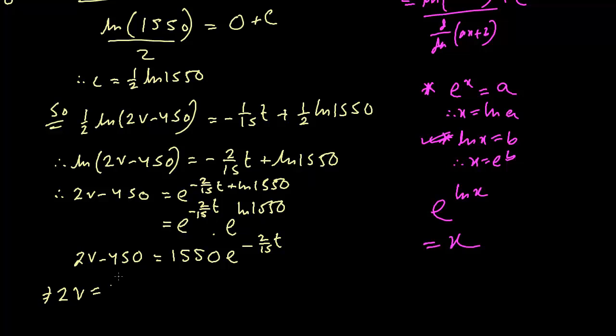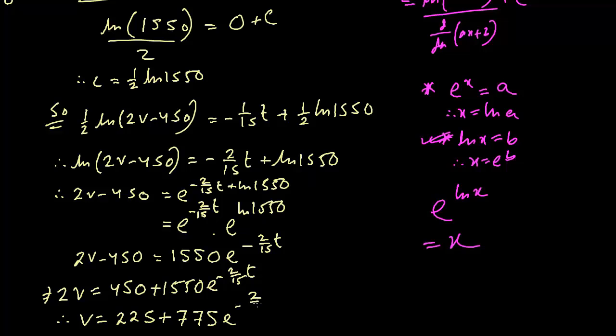We can write 2v equals 450 plus 1550 e to the power minus 2 by 15 t, and now we can divide both sides by 2. So v equals 450 divided by 2, that's 225, plus 1550 divided by 2, which is 775, e to the power minus 2 by 15 t.